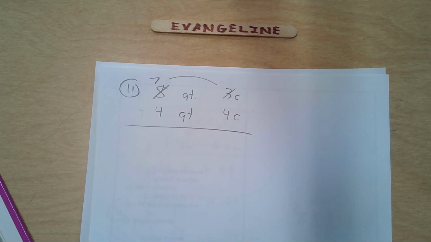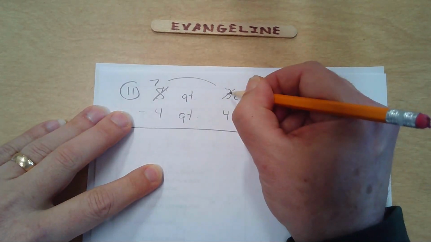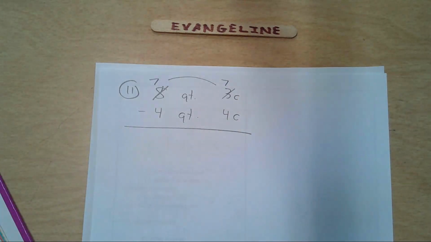Nope. 7. A 7. Because 1 quart is 2 pints, and 2 pints is 4 cups. Oh, yeah. So when I take out 1 quart, that is 4 cups. Oh, so 4 plus the 3 cups I already have means now I have 7 cups over here.